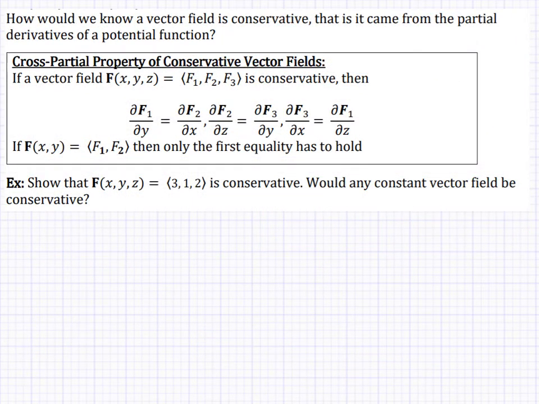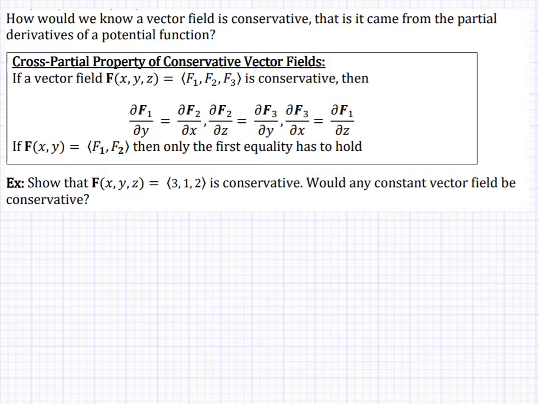So, let's say we have a vector field sitting in front of us. How would we know if that vector field is a conservative vector field? Therefore, how would we know that the components of the vector field came from partial derivatives of some function which we call a potential function? Or maybe it's just a random vector field that came from some other place. Okay? Well, we can determine this by using this cross partials property for conservative vector fields.